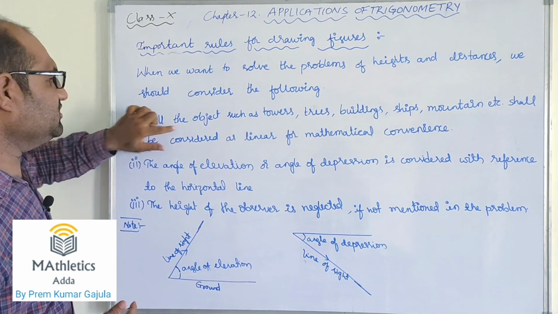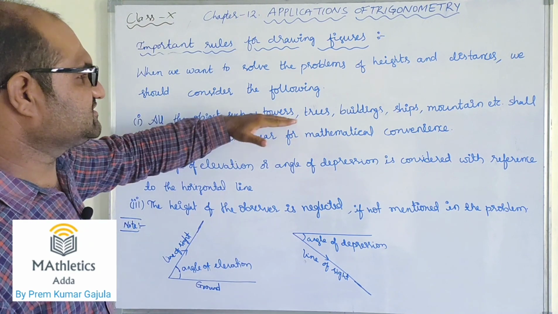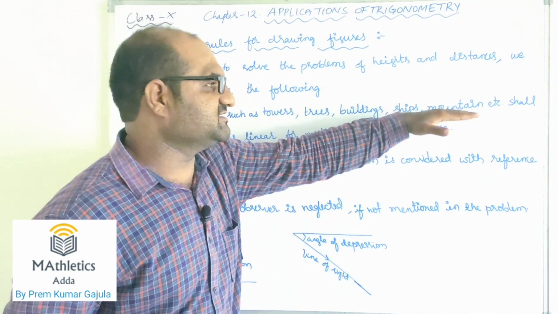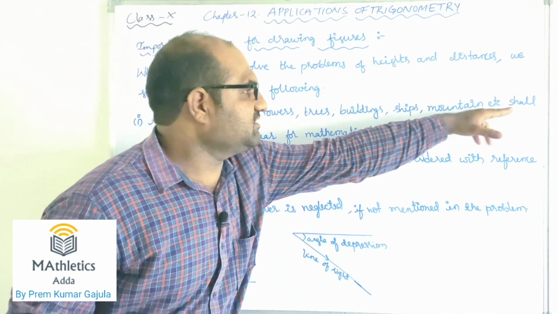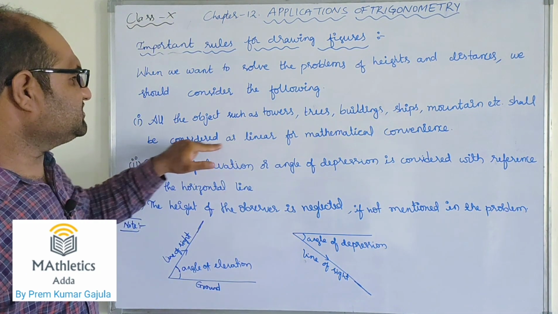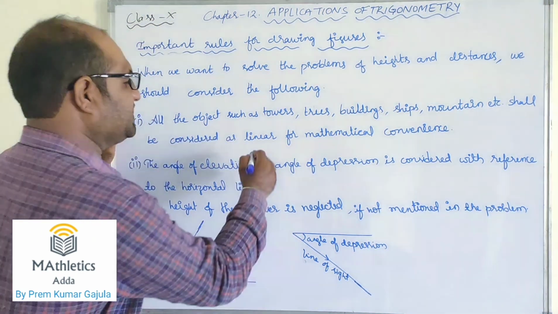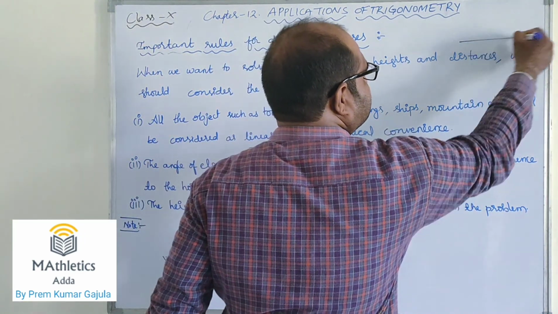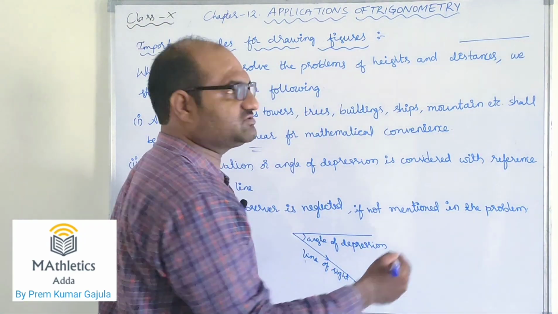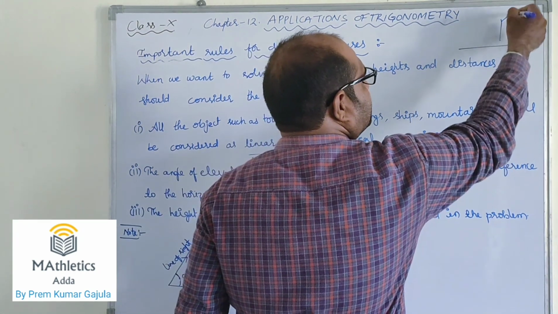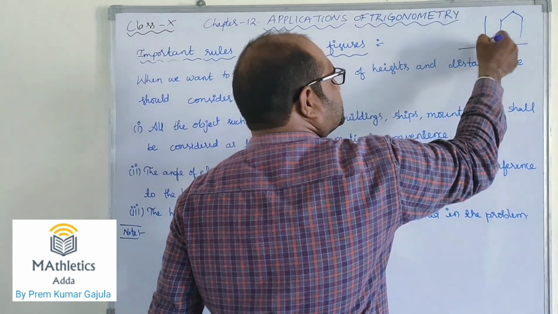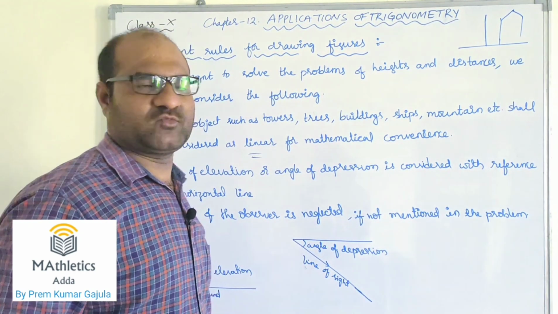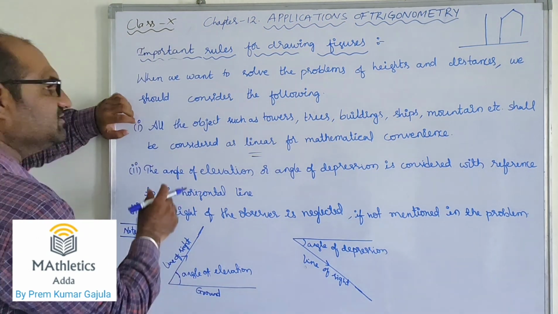First one, all the objects such as towers, trees, buildings, ships and mountains, everything which is vertical, shall be considered as linear. Linear means we have to take it as a line only. For example, this is the ground and a tower is standing on it. So you need not draw the tower like this. You have to draw the tower as a line only. Okay, so that is the meaning of this.